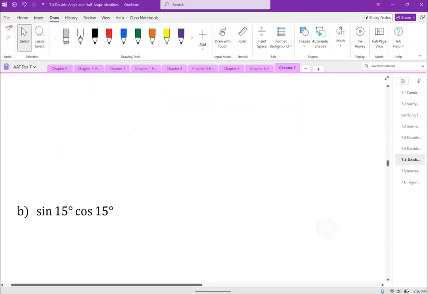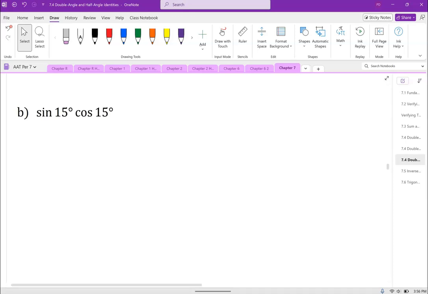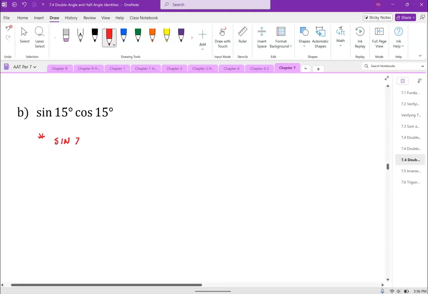All right, so let's look at B. Sine of 15 times the cosine of 15. Okay, which double angle does this look like? Well, it looks like the double angle for sine. Sine of 2a is equal to 2 sine of a cosine of a.